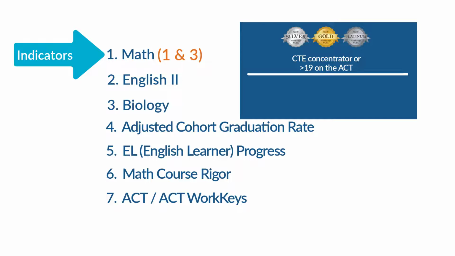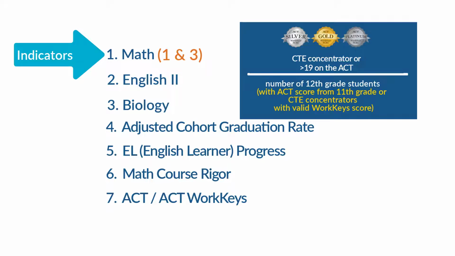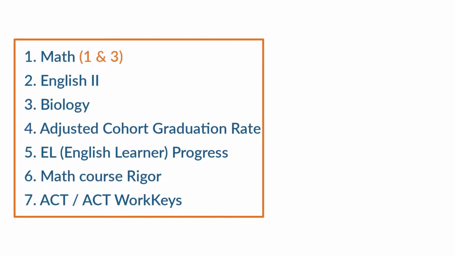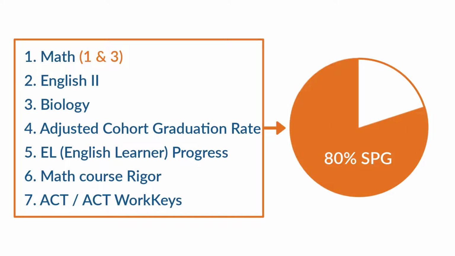So if a student achieved both of these benchmarks on both of these tests, they will still only count once in the numerator. The denominator for this indicator is the number of 12th grade students who have either an ACT score from 11th grade or who are a CTE concentrator with a valid WorkKeys score. These 7 indicators are combined to account for 80% of the total school performance grade.